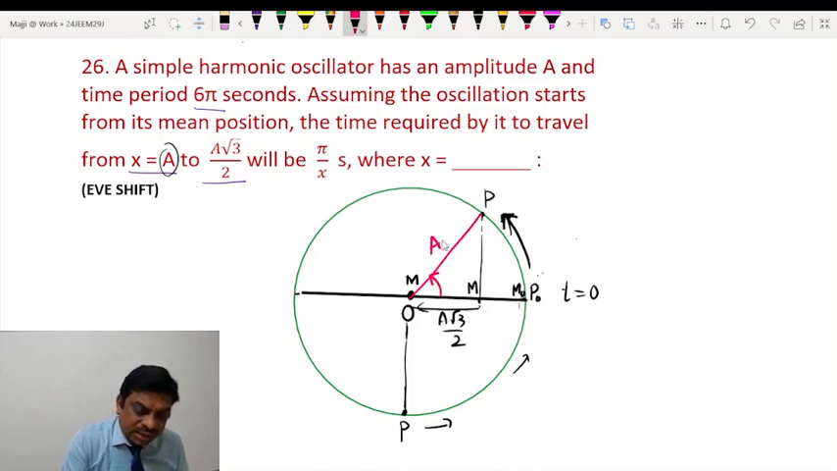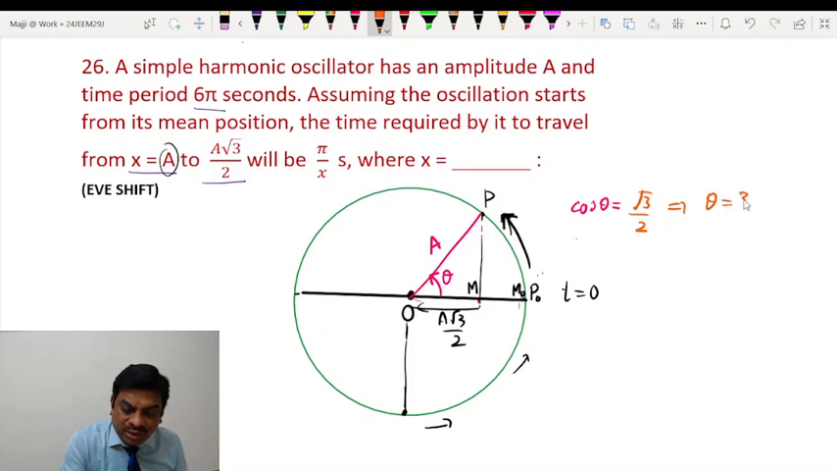Since the radius is A, and this angle is theta, you can clearly see that cos theta is equal to base upon hypotenuse. So very clear, you can see theta is 30 degrees. So this radius vector has to rotate by 30 degrees.